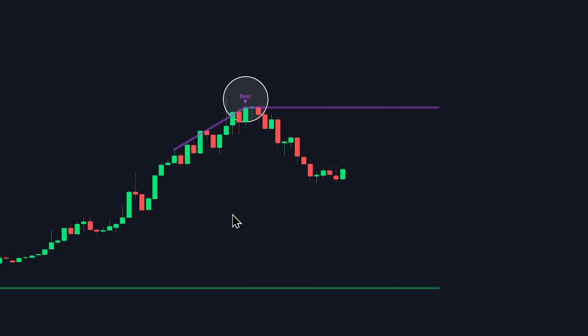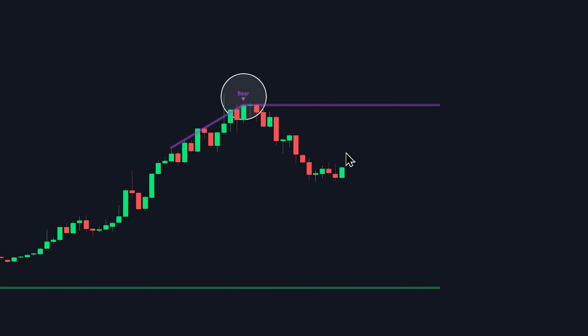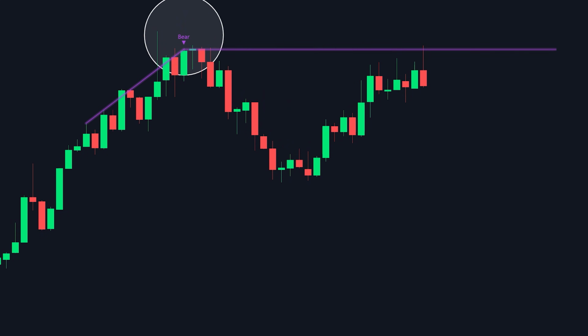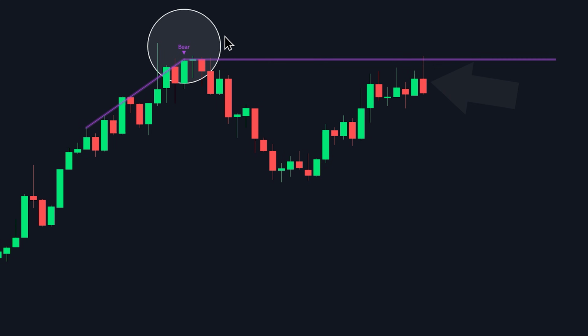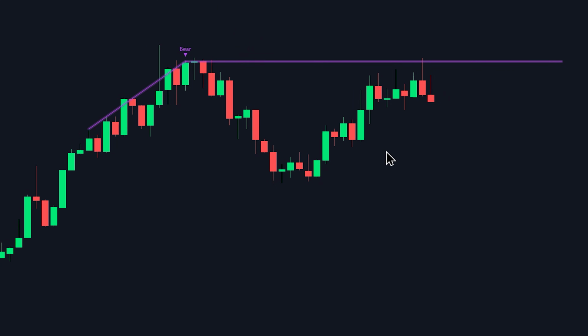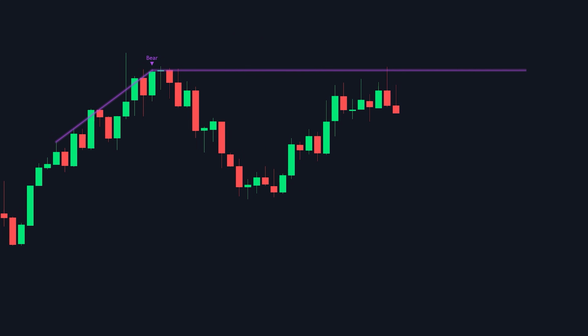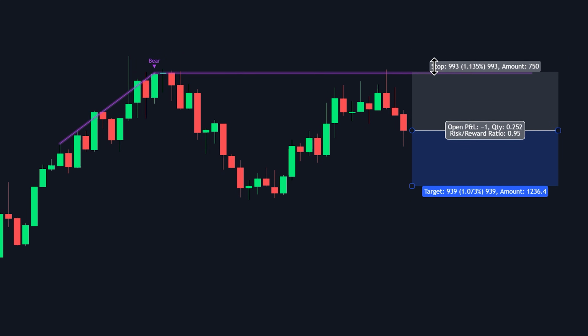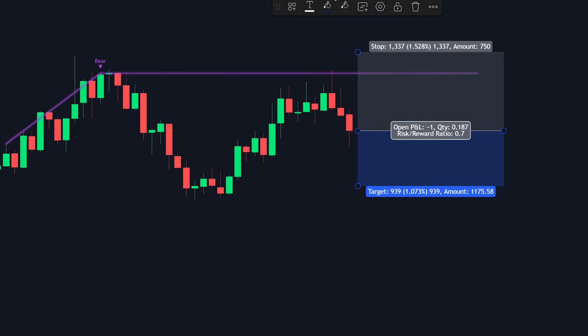Now wait for price to revisit it. When price comes back into that bearish zone, you're looking for rejection. A wick into the zone with a close back below it is a clean sign. A bearish engulfing candle from the zone is even better because it shows sellers took control immediately. Once that trigger prints, you take the short. Your stop goes just above the zone. If it's true supply, price shouldn't break up and hold.